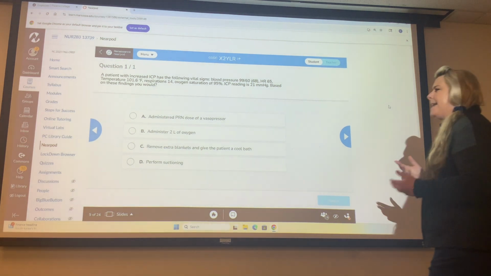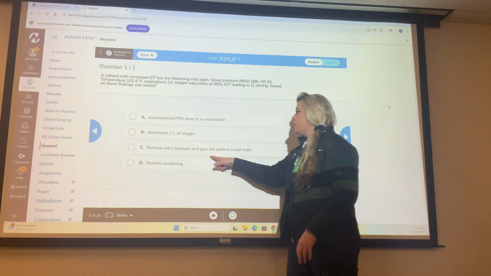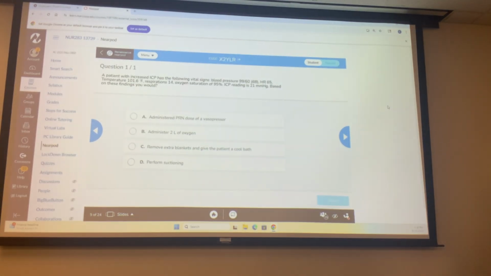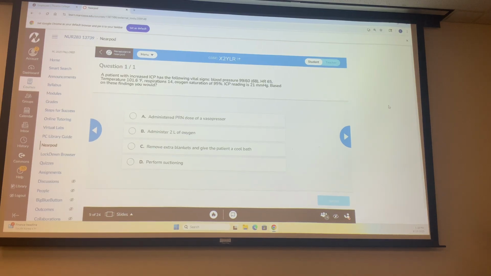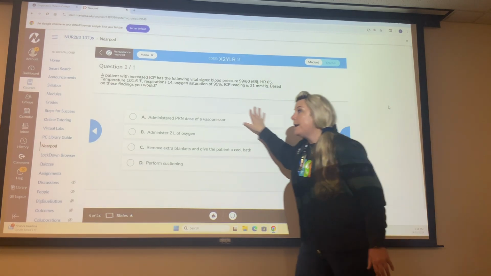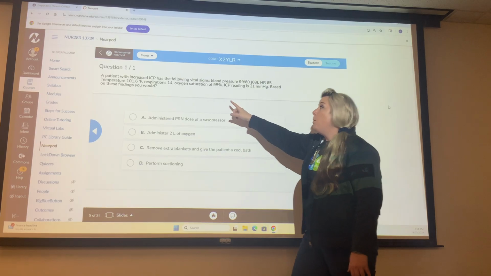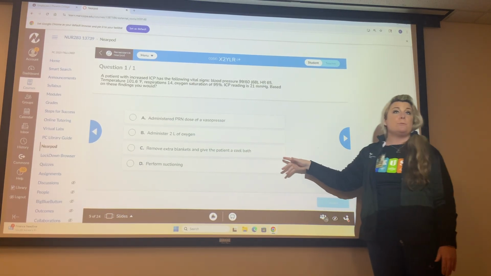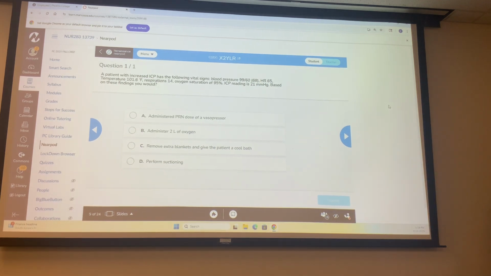I know this seems dumb, right? Remove extra blankets and give the patient a cool bath. Well, the room is 100 degrees and they have 50 blankets on, so we are driving their fever. Fever is one of the things that drives up someone's ICP. The problem is that we have high ICP. How can we lower the ICP? We need to treat the fever. How can I do that? The only answer I have available is remove the blankets and give the patient a cool bath.